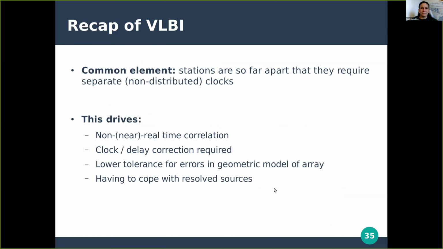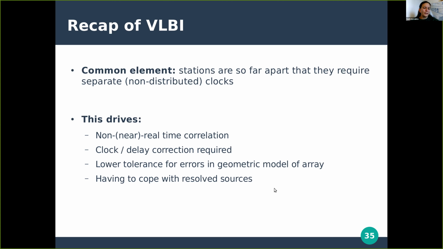Well, what do all of these things have in common, all of these arrays? The common element here really is that the stations get to be so far apart that, unlike the VLA, which is a connected interferometer we talked about in the previous lecture, these stations are so far apart that they require separate, non-distributed clocks. So each station has its own individual clock that's timing the information that's coming in to the telescope. And so this drives non-near real-time correlation. You have to correct for the clocks. You have to make sure that all of the clocks are lined up before you even do corrections for clock drifts in time and frequency.